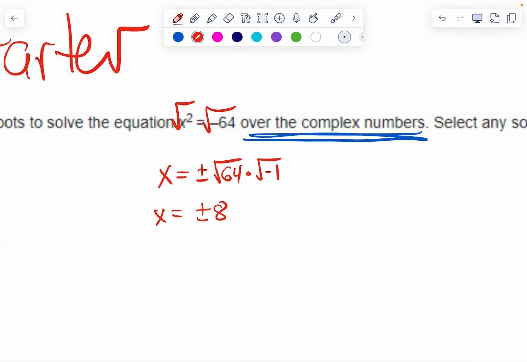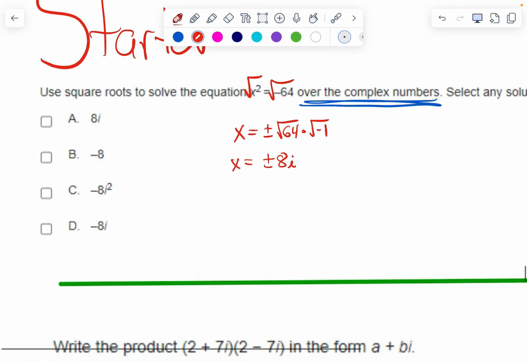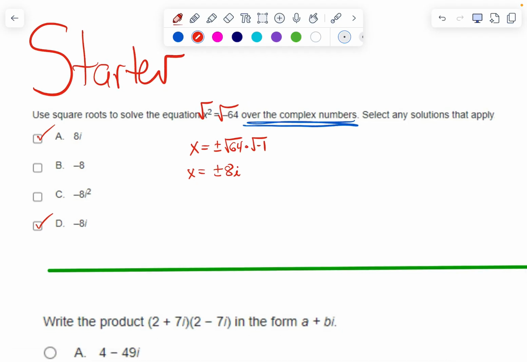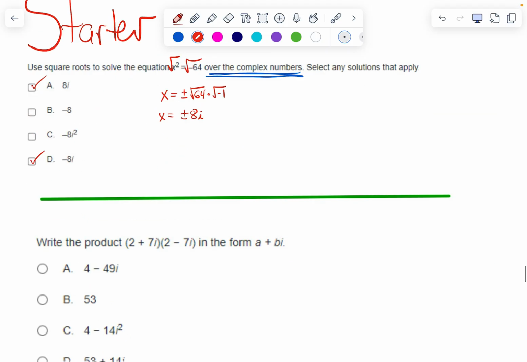So obviously square root of 64 is 8, so positive or negative 8, and then square root of negative 1 is i. So 8i and negative 8i should both be selected. When it says select any that apply, usually they want you to pick more than one. All right, raise your hand if you got that one. Come on. It should be like A and D, those are the two letters. Okay. All right, next one.